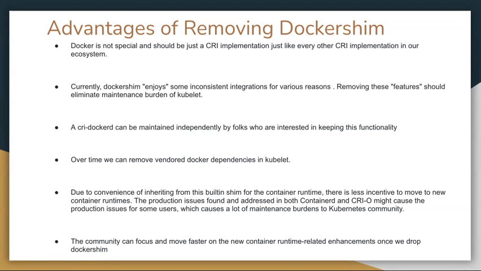Now a CRI Docker D can be maintained independently by folks who are interested in keeping this functionality. So they have still left a part there. You can directly implement the CRI Docker D inside your cluster. If you want to keep this functionality of the Dockershim, this can still be supported, but this is going to require extra configuration, and by default Kubernetes is not going to come with it. Previously all the versions of Kubernetes had this built in, so you didn't have to do any extra step. So this is where things go into the blocking state.